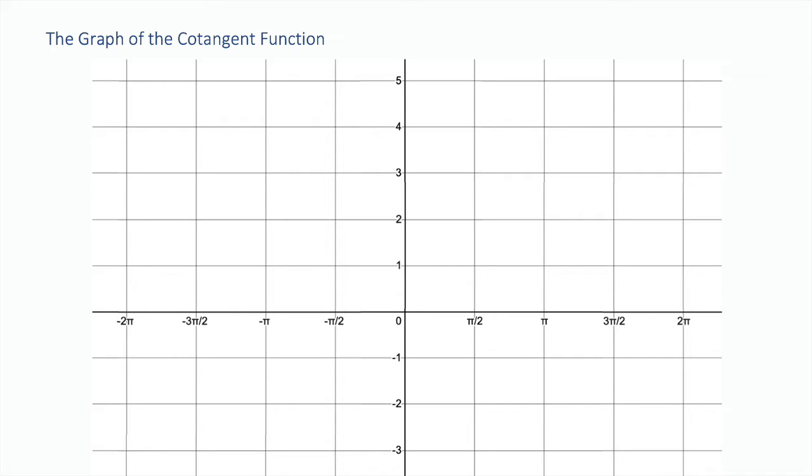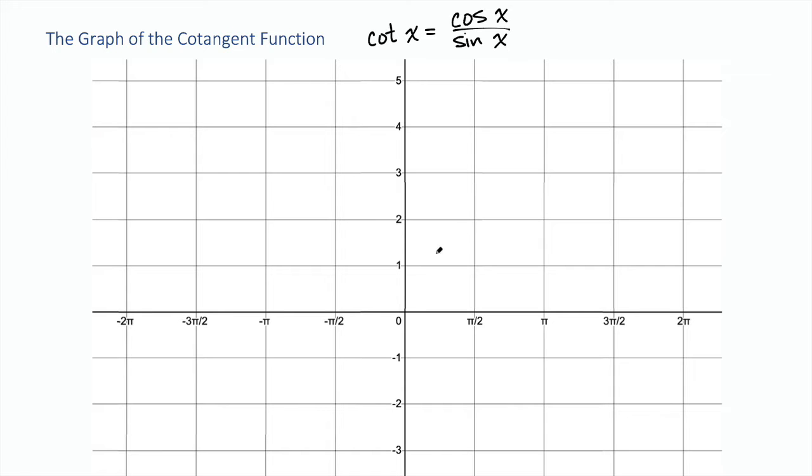Let's look at the graph of the cotangent function. We'll follow the same model that we did with the tangent function, using the definition in terms of sine and cosine. So cotangent is cosine of x over sine of x. And I'm not going to draw those two functions, but I'm going to say that we know with the same reasoning as we did with the tangent function, when sine is equal to 0, we're going to get asymptotes.